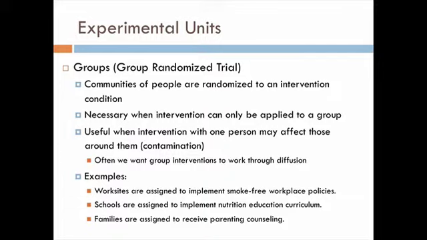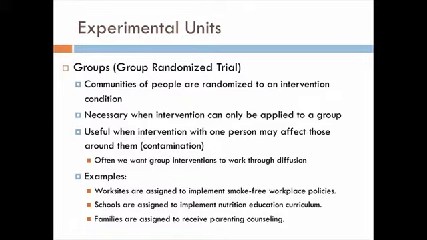The alternative is when our experimental units are groups and when it makes sense to run studies where groups are the target of our intervention. And this is sometimes known as a group randomized trial. So there may be some things that you want to test in an RCT design where communities of people or groups of people are randomized to the intervention condition. And when this happens is when your intervention, what you're testing, can only be applied to a group.